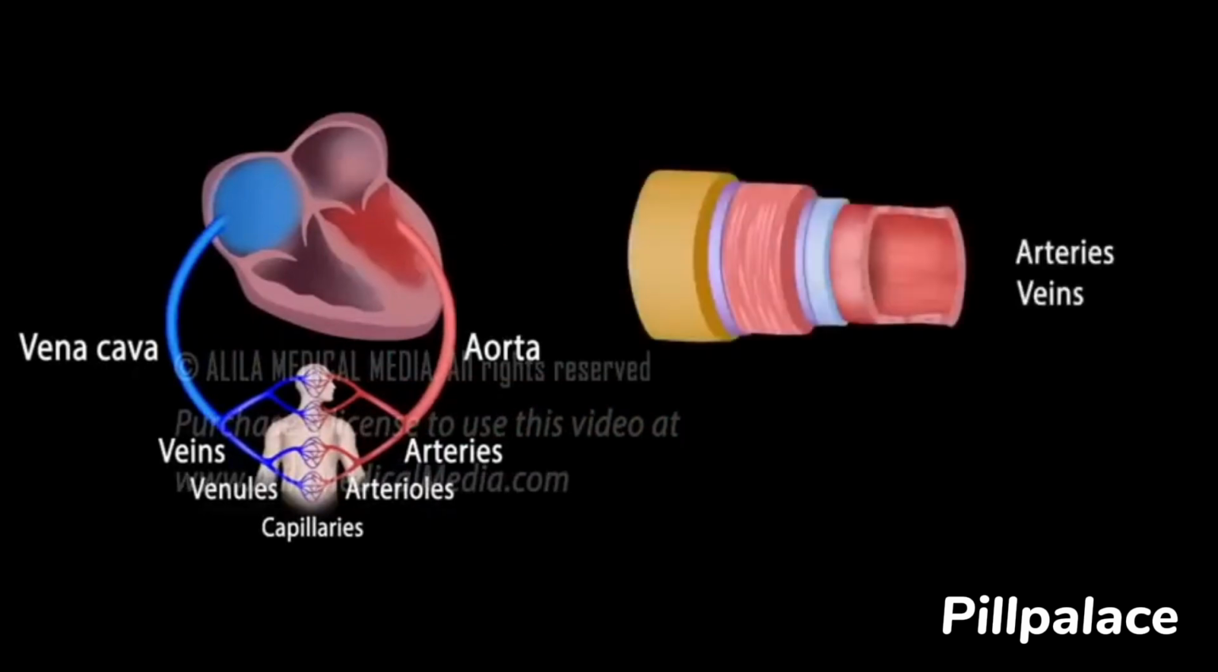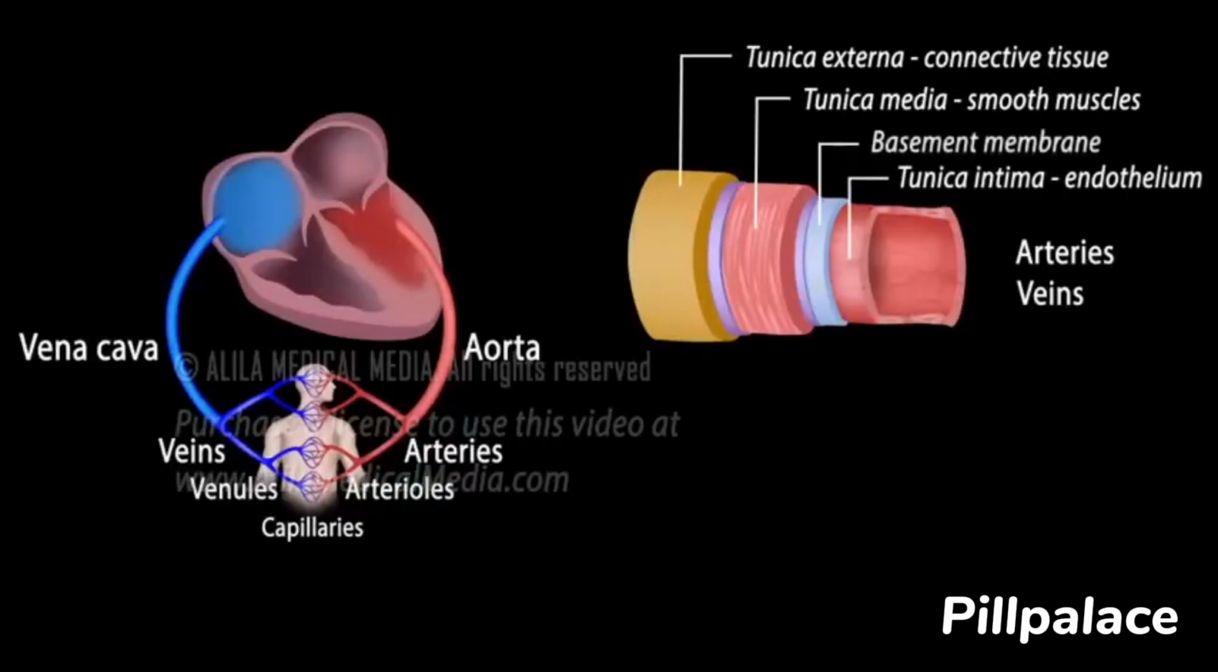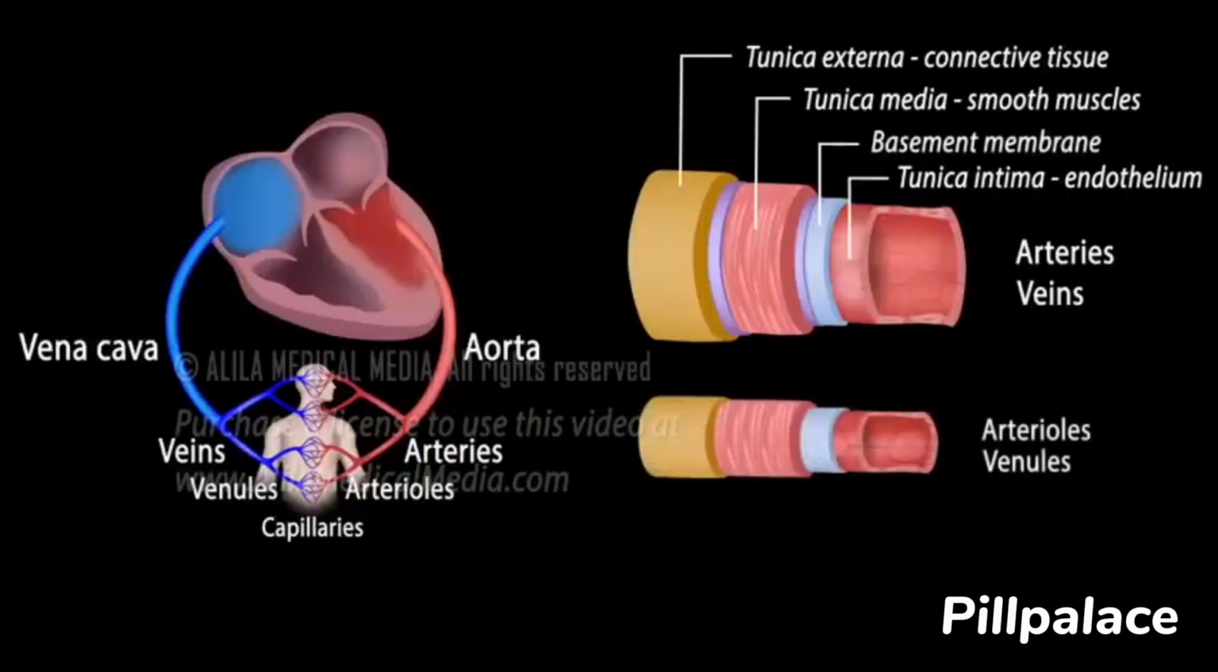Their walls consist of 3 layers. An outer layer of loose connective tissue serves to anchor the vessels to the surroundings. A middle layer of mostly smooth muscles allows the vessels to constrict or dilate, regulating blood flow. And an inner layer consists of thin squamous endothelium separated from outer layers by a basement membrane. In general, larger vessels have more connective tissue and smooth muscle. In addition, arteries have more muscles than veins because they carry blood away from the heart and must withstand higher pressures generated by the beating of the heart.